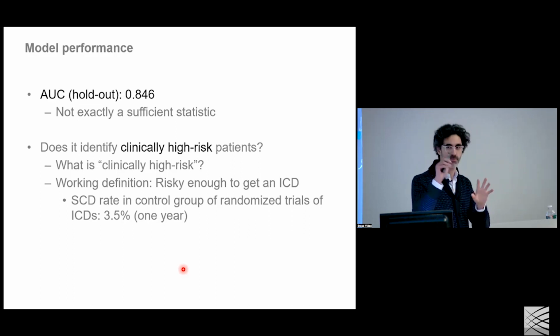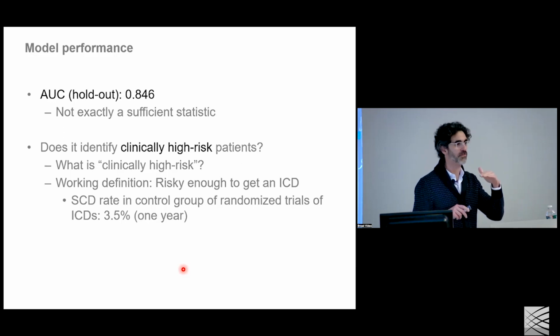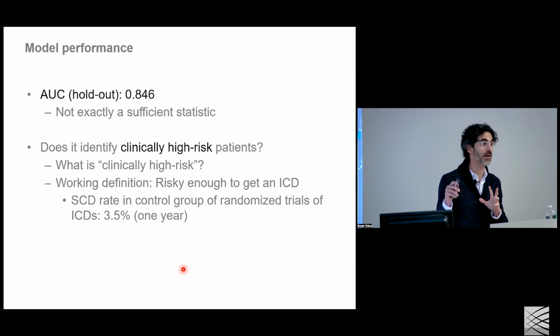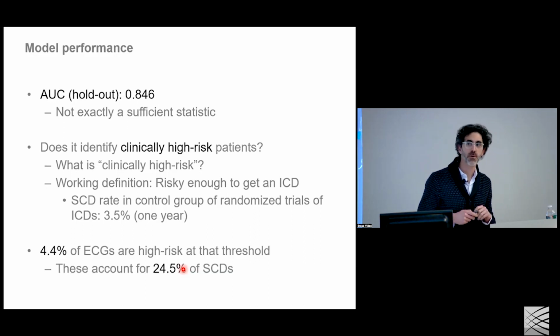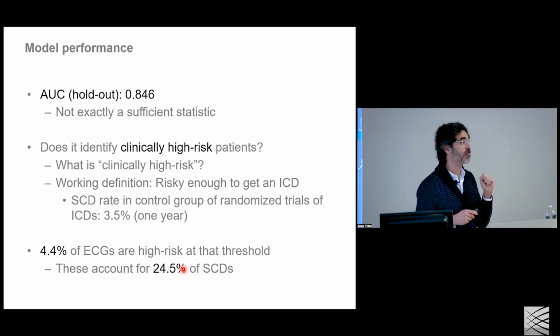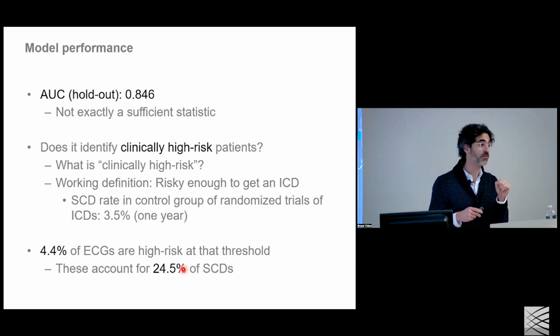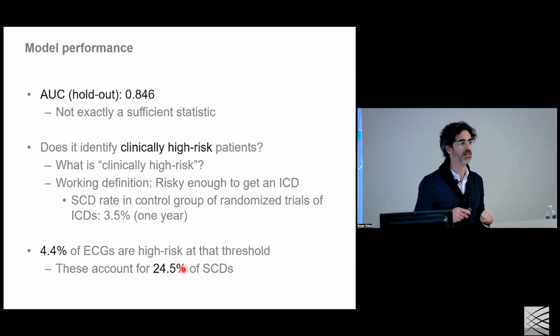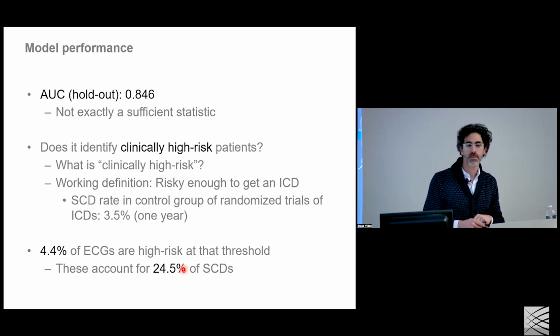For other parts of the talk, I'll talk about high risk or not. That's our criterion: you'd be eligible, based on your sudden cardiac death rate, to get a defibrillator in a trial. At that threshold, 4.4% of the ECGs in our sample would be considered high risk, and those 4.4% account for about a quarter of all the sudden cardiac deaths. So it's pretty concentrated in that top group.